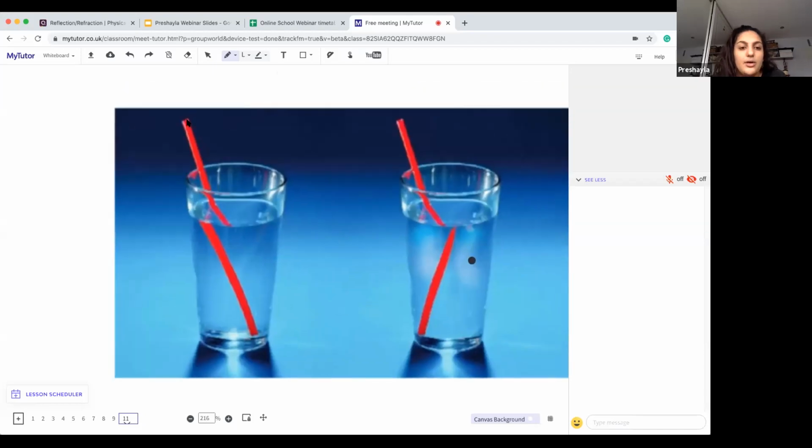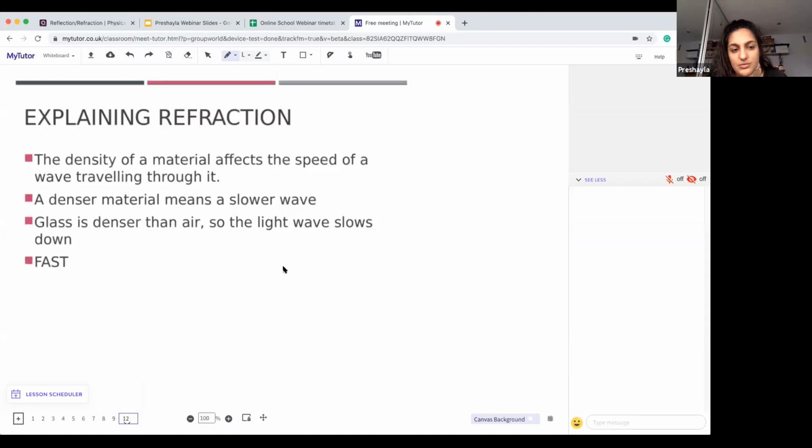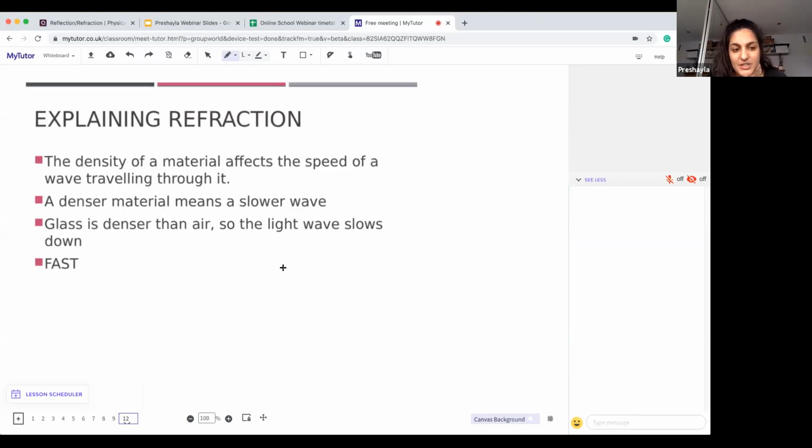So the straw, you can see, seems to go in at this place, but then kind of jumps over here. And this is actually how some magic is done. So it's quite a cool kind of phenomenon, and that all works on refraction. So how do we explain refraction?